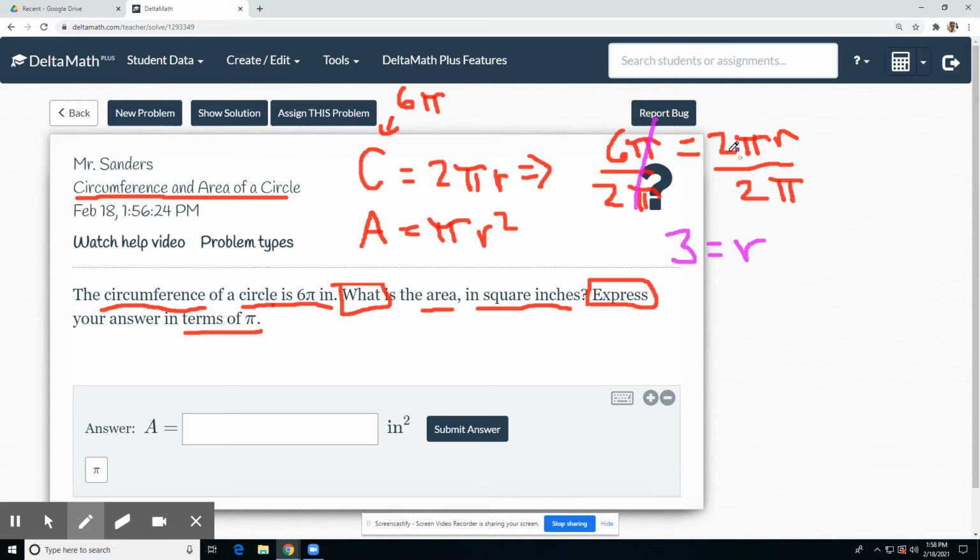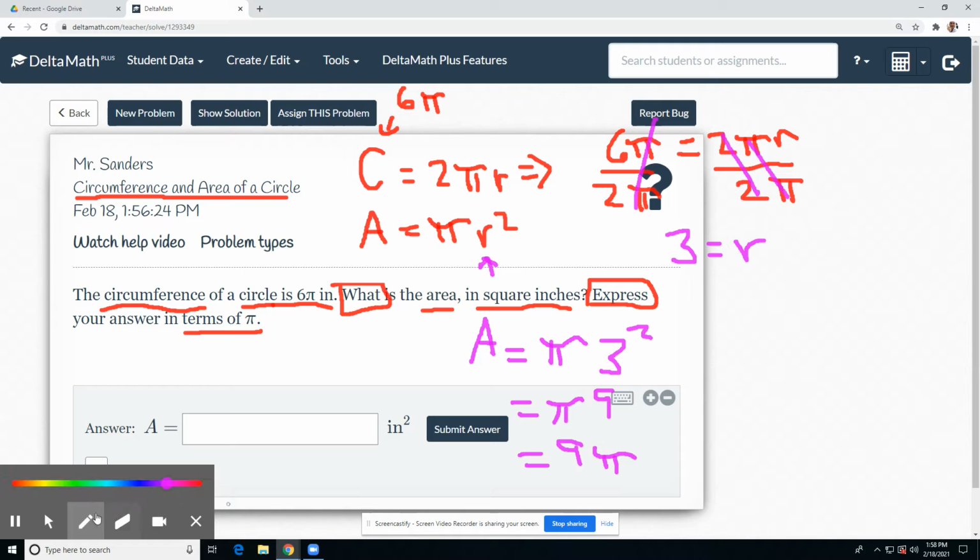So everything here reduces, the 2's and the pi's. Our radius is 3. So now we plug in 3 for the radius. So area is equal to pi times 3 squared, pi times 9, and we usually put it out in front. 9 pi.